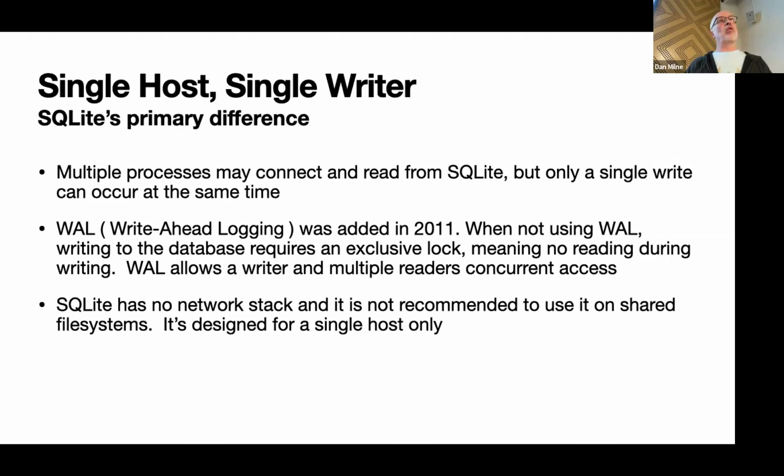In 2011, WAL, which is write-ahead logging, was added, although it wasn't the default in Rails until I think 7.1. WAL means that you can have an unlimited number of readers, even while writing. So that's definitely a thing you want to turn on if you're using SQLite. It has no network stack, and it's not recommended to use it on shared file systems.